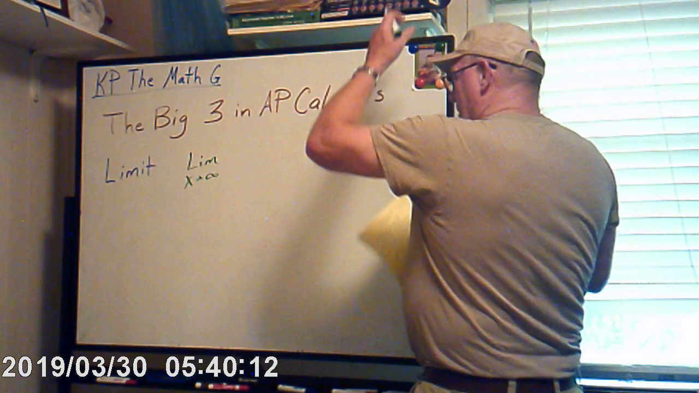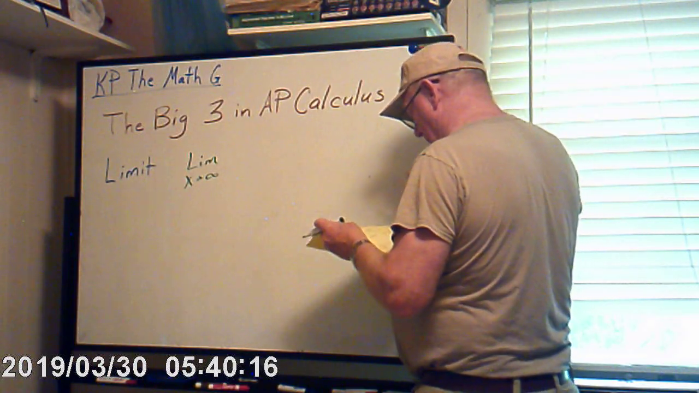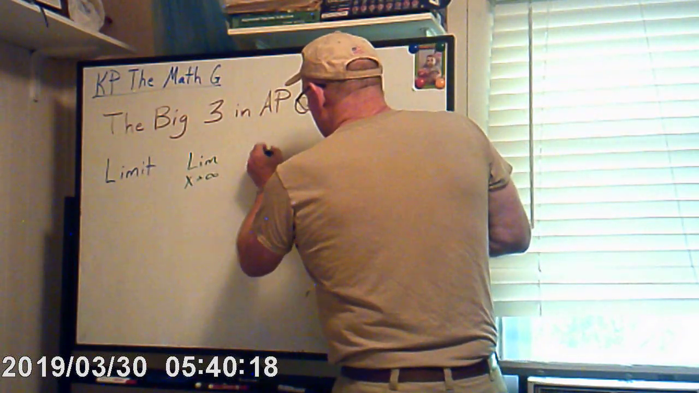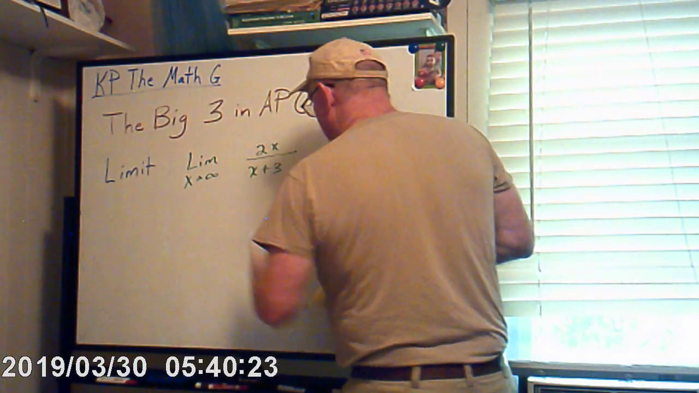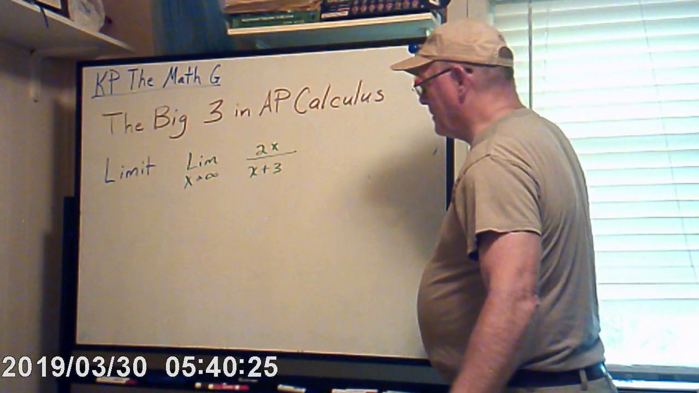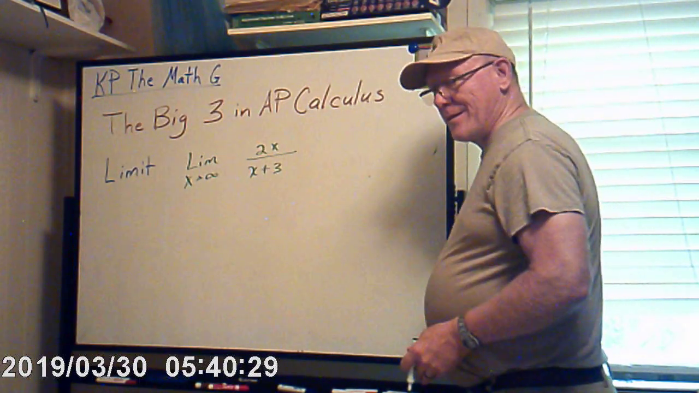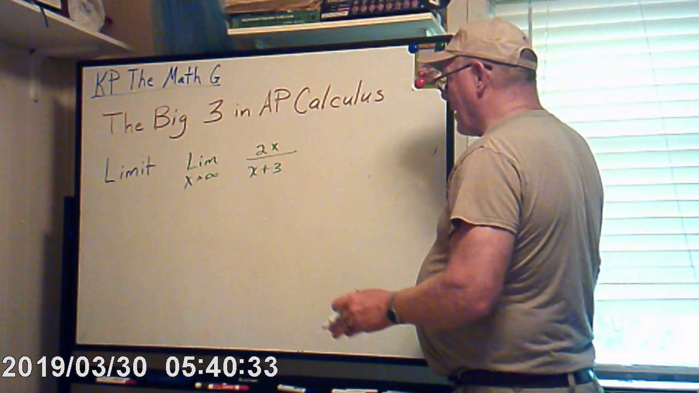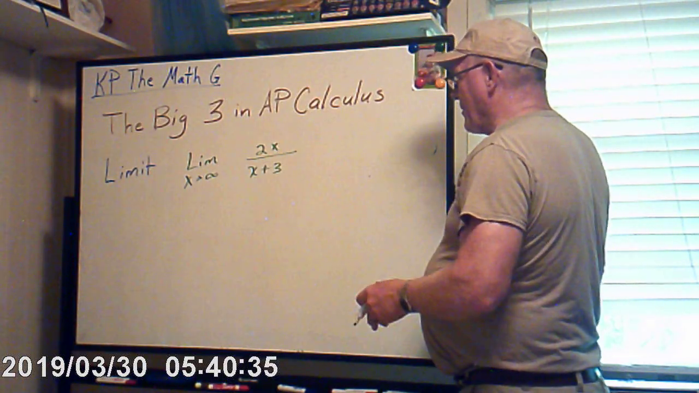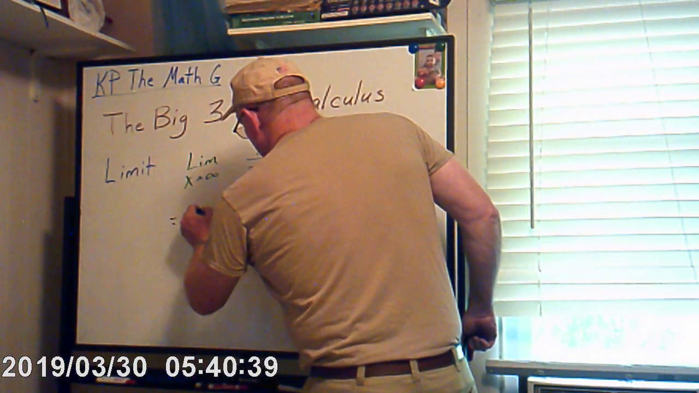Oh, infinity. Okay, so what happens when x approaches infinity and we got something like this? 2x over x plus 3. Oh boy, infinity over infinity, right? You can keep going over and over and over, right? But the idea behind infinity is to do something like this. We can manipulate the problem, we can change it.